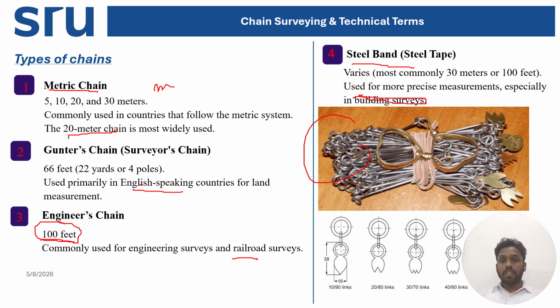So these are the pendants which indicate on your chain. So this is 16, this is 20 by 80 links, this is 30 by 70 links. Depending upon the link projections on your scale, it is marked as the distance.